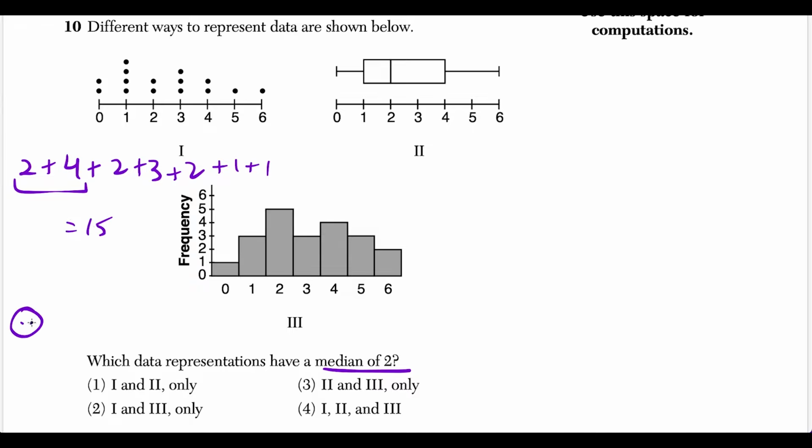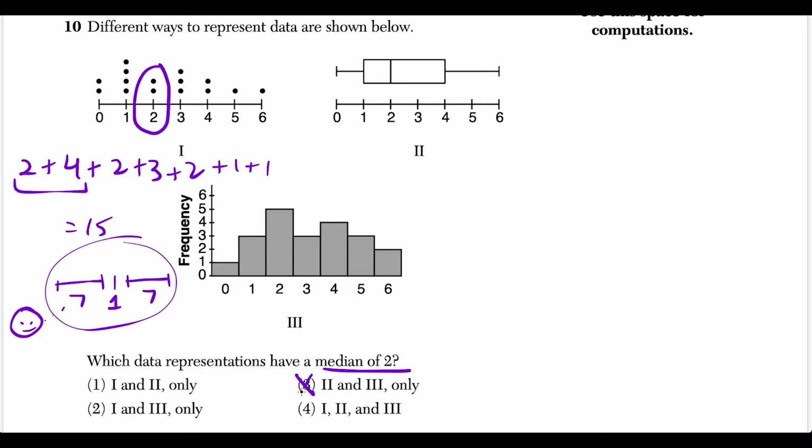Now, how does that actually help us speed things up? Well, what I imagine is that we have 7 items, and then we have the median here, and then we have another 7 items to make 15 total items. So what that tells me is that I'm counting for the 8th item. So we have 1, 2, 3, 4, 5, 6, 7, 8. So the median is going to be at 2 here. So Roman numeral 1 is definitely part of the solution, which eliminates choice 3.